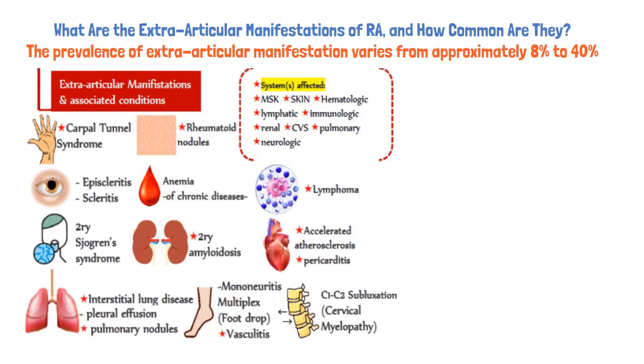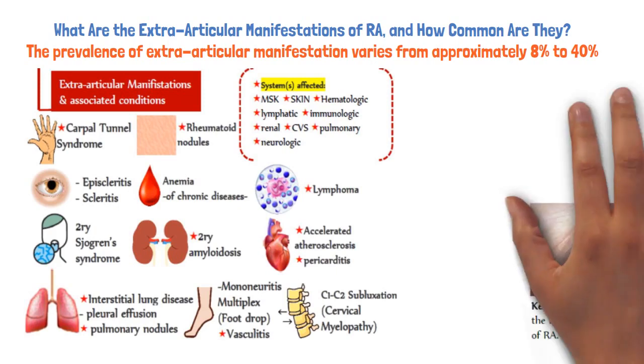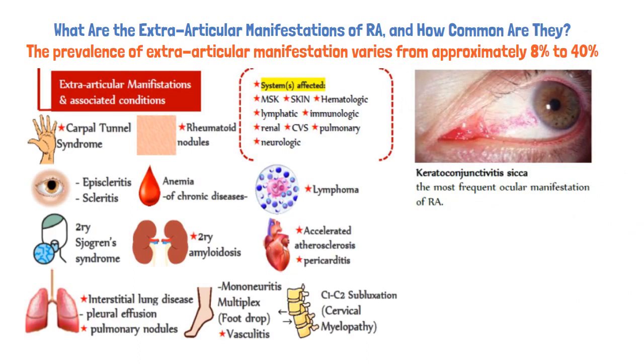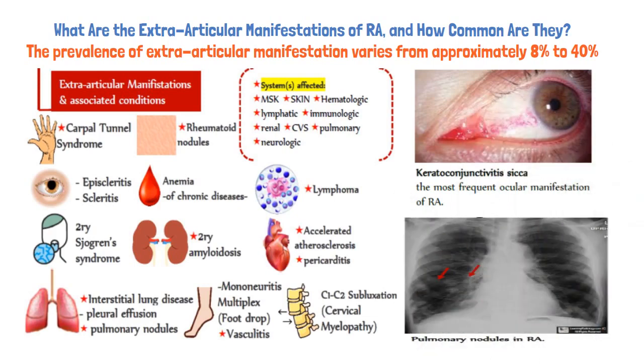The cardiac manifestations are in the form of accelerated atherosclerosis and pericarditis; eye, in the form of episcleritis, scleritis, peripheral ulcerative keratitis or keratoconjunctivitis sicca; hematologic, in the form of amyloidosis and Felty syndrome. With Felty syndrome, the patient with rheumatoid arthritis has splenomegaly, neutropenia, and thrombocytopenia. Nervous system, the patient has cervical myelopathy, neuropathy; pulmonary, in the form of interstitial lung disease, pleural effusion, pulmonary nodules; skin, the patient may have rheumatoid nodules and vasculitis.